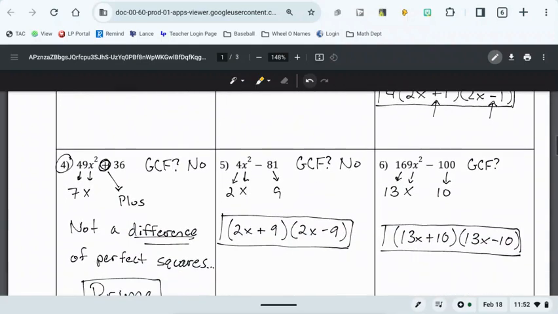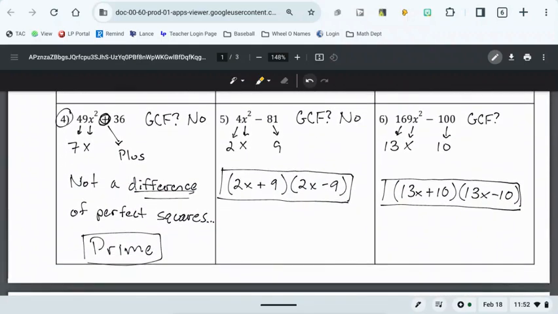All right, let's go ahead and take a look at number 5. So number 5, 4x squared minus 81. There is no GCF. The square root of 4 is 2. Square root of x squared is x. Square root of 81 is 9. So 2x plus 9, 2x minus 9.